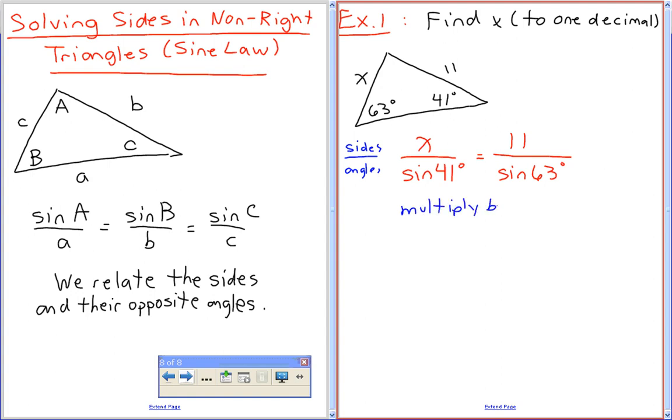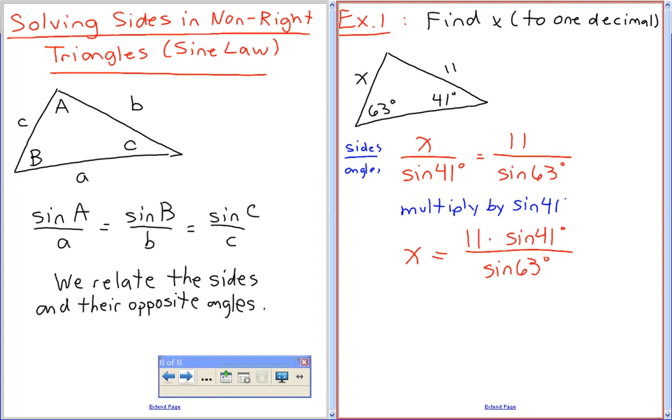You think it's sin 41? So it changes to x equals 11 times sine 41 degrees over sine 63 degrees. And I've told you guys, right, that little dot means multiply. Have I said that or no? The dot is that. Okay, so 11 times sine 41 divided by sine 63.